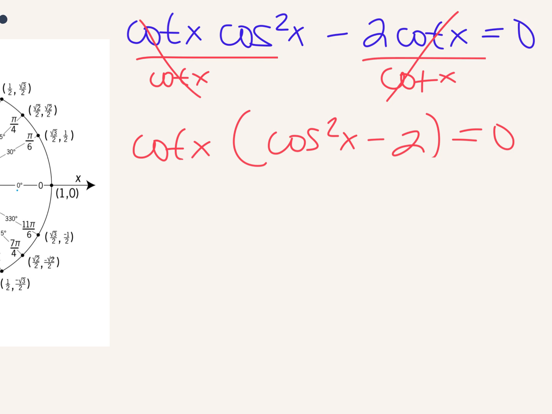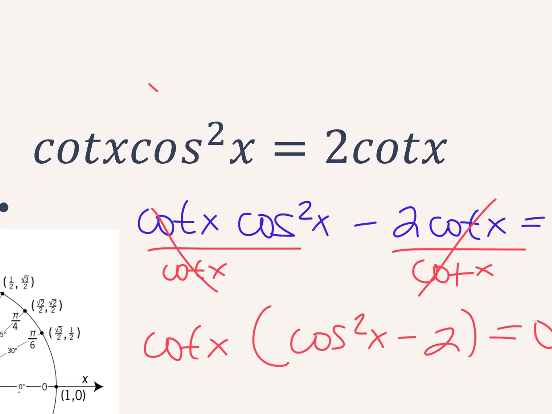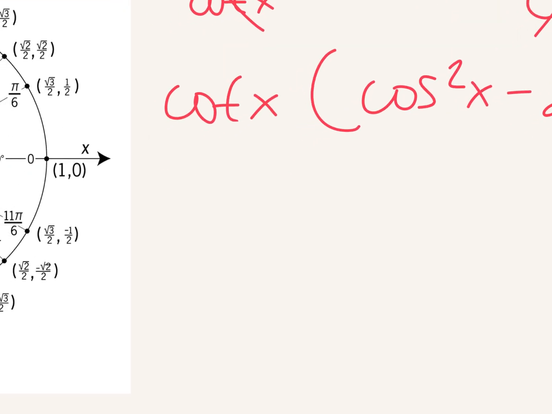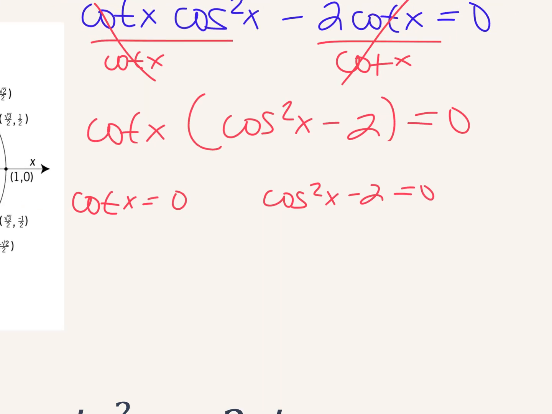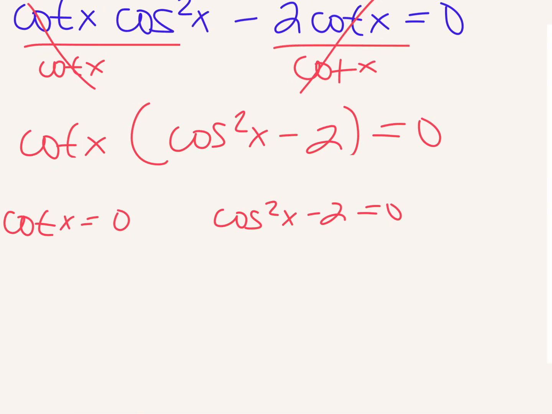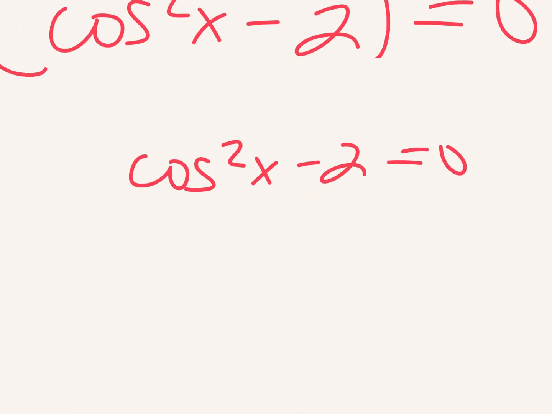Now you guys have factored this. So if this was x times x squared plus 4, whatever, you'd set each piece equal to 0. Look, if this said x times x squared minus 4 equals 0, now what would you do? You'd set each piece equal to 0, right? Same thing. So I'm going to say, okay, cotangent x equals 0, and cosine squared x minus 2 equals 0. Everybody with me? I'm going to solve the cosine one first. How would you solve this? Okay. Add 2. So you get cosine squared x equals 2.